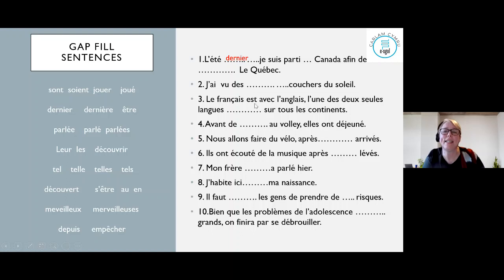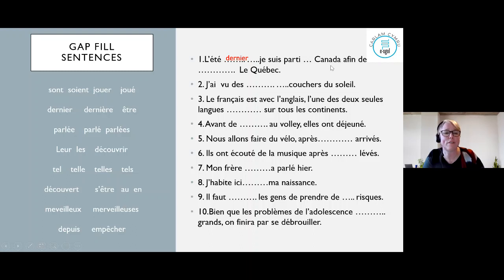So l'été dernier, here we're looking at last year. What happened last year? Last summer, in fact. Okay, so the seasons in French are all masculine. You had a choice of dernier and dernière, so it's the masculine version you need here. So it's last year. Another clue for it being last year is the fact that you've got the past tense here, haven't you? Je suis parti. Where have you gone? You've left for where? You're going to somewhere. Here you've got the country.